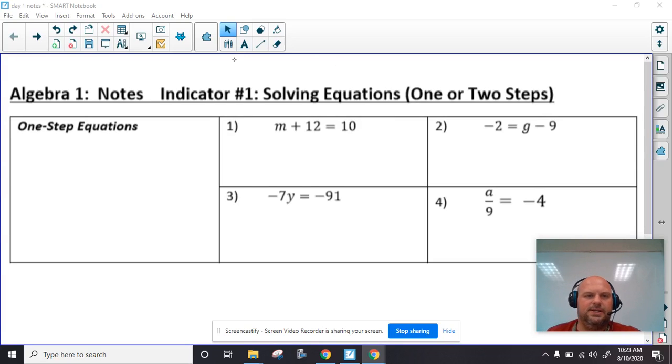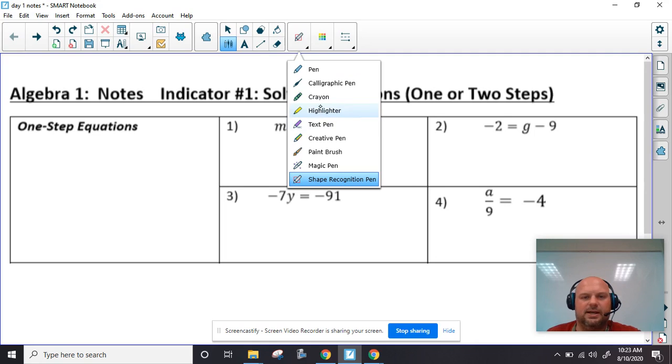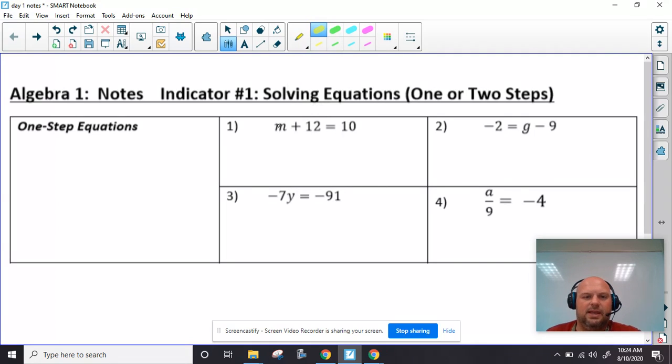Okay, so we're getting into solving equations. Now, we always want to try to find our variable right here. That's what we're looking for. Now, I have some students who will sit here and take a highlighter and highlight each of their variables so they know where they're at.